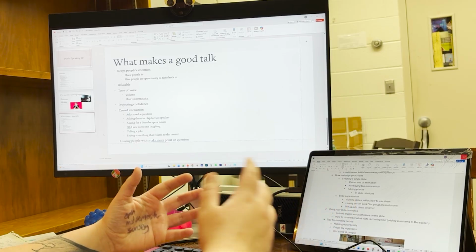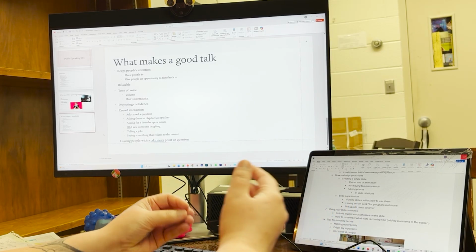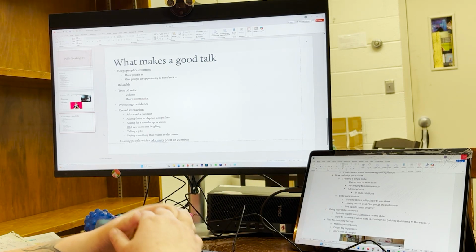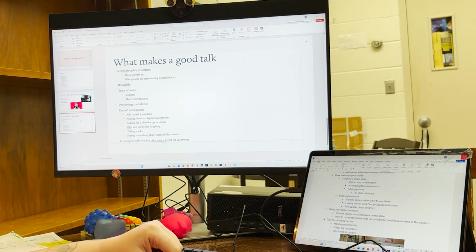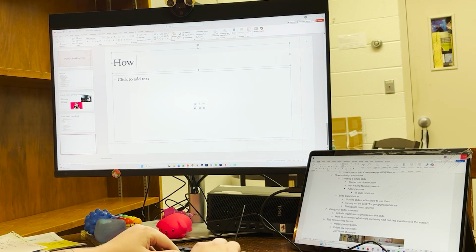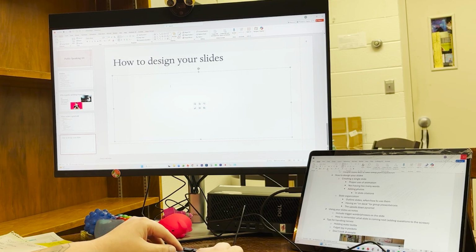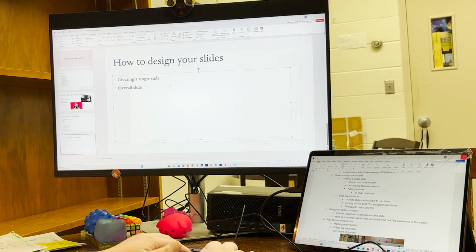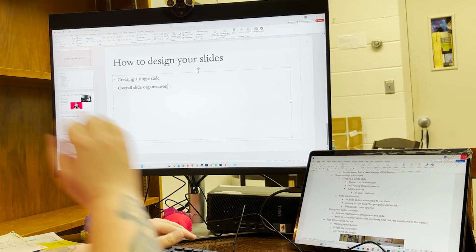These are sort of the aspects that you want to bring together to make a good talk. But these are all kind of very general points. So let's talk about some specifics of how to make a good PowerPoint and how to make a good presentation. So let's talk first about how to design your slides. And first, we're going to talk about creating a single slide, and then overall slide organization.